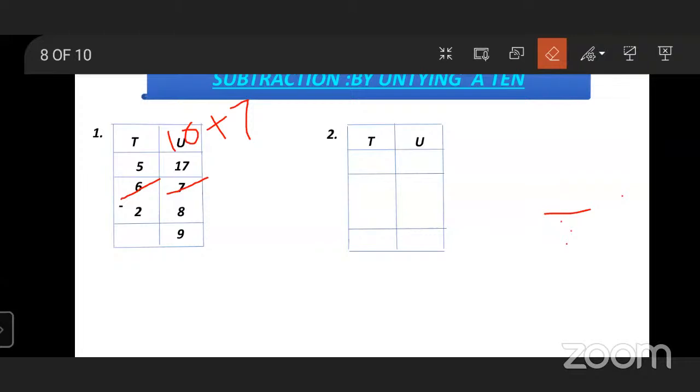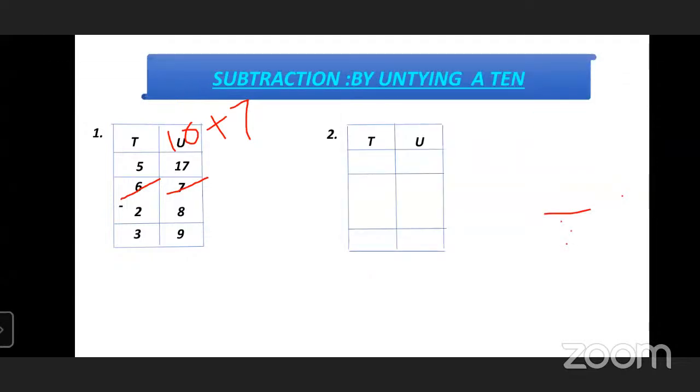And under the tens house, we have to subtract 5 minus 2. So here we will get how much? Yes, here we will get 3. That is 5 minus 2 is equal to 3, and 17 minus 8 is equal to 9. So here our answer is 39.